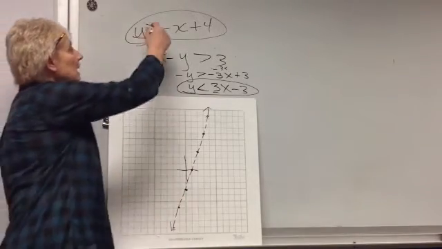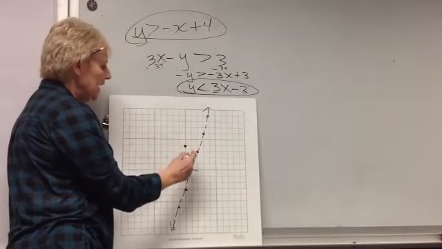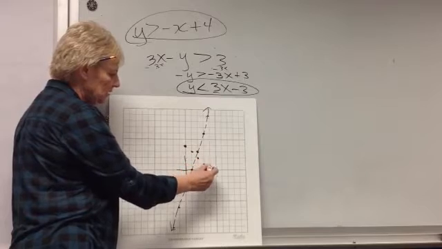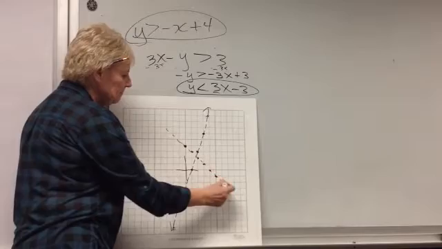All right, again, we go up 4: 1, 2, 3, 4, and then down 1, right 1, down 1, right 1, down 1, right 1. And it is also a dashed line.